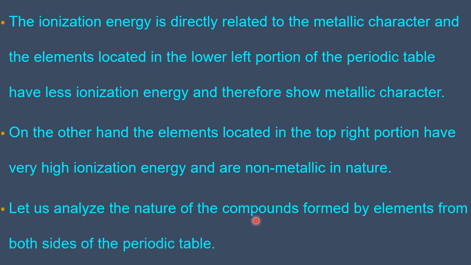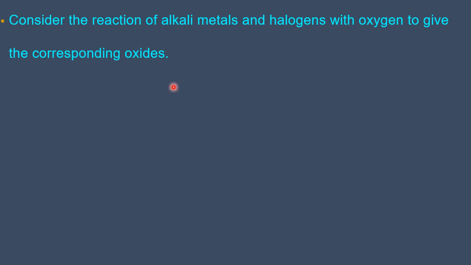Let us analyze the nature of the compounds formed by elements from both sides of the periodic table. That means we will analyze by taking some example, left and right combination. Consider the reaction of alkali metals and halogens with oxygen to give corresponding oxides. So here I have taken one example for alkali metal with oxygen and one example for halogen with oxygen.